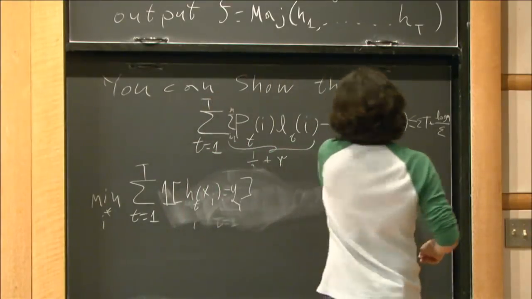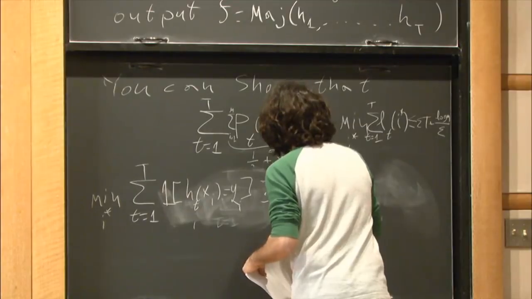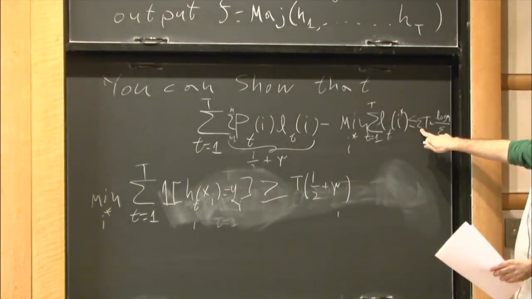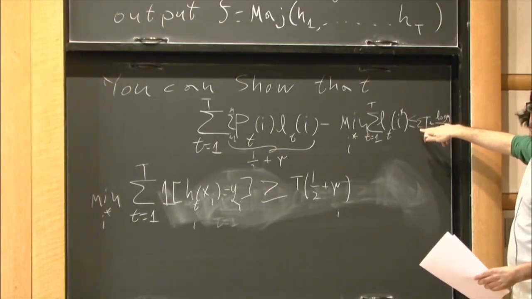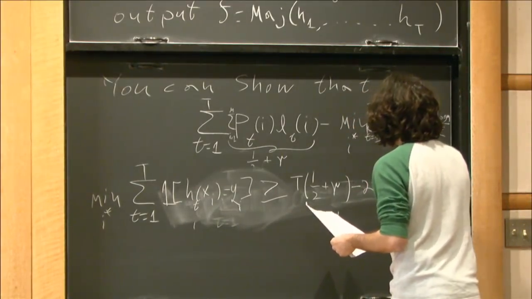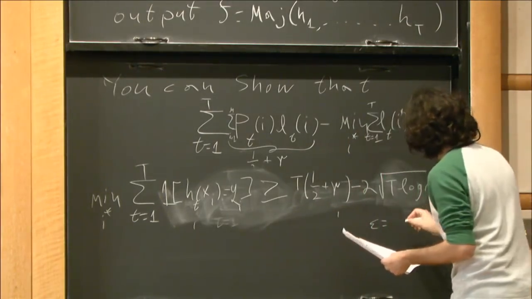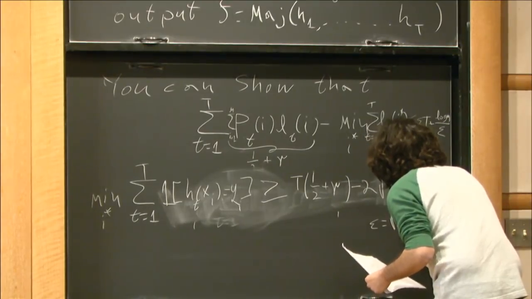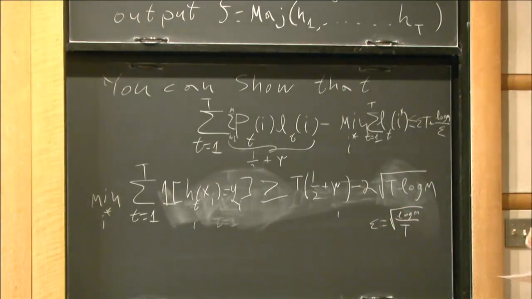Okay, so this is this expression. So this is larger than t half plus gamma. And here if I choose epsilon to minimize this, so I'll choose it to be square root log m divided by square root t, I would get that this is twice square root t log m. Okay, by choice, epsilon equals square root of log m divided by t. So this is how I choose my epsilon.